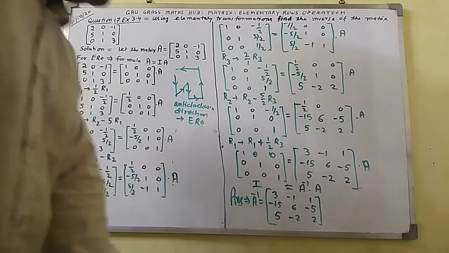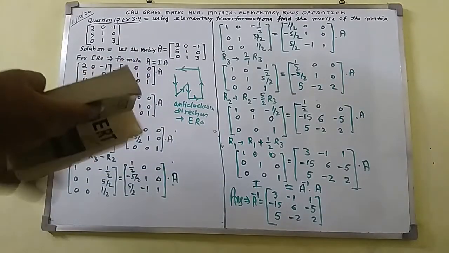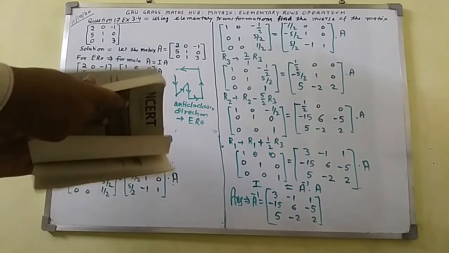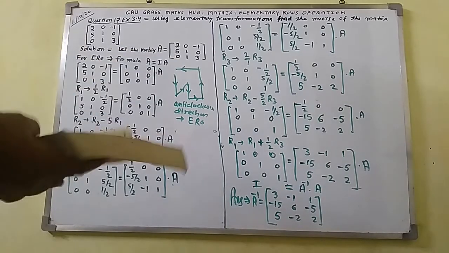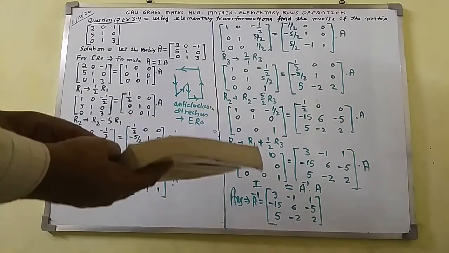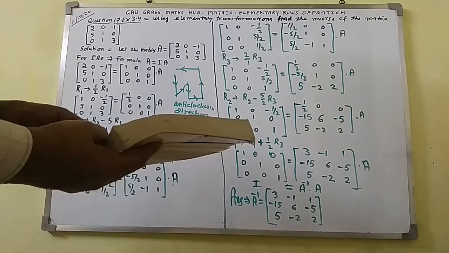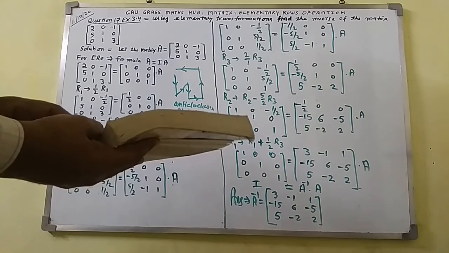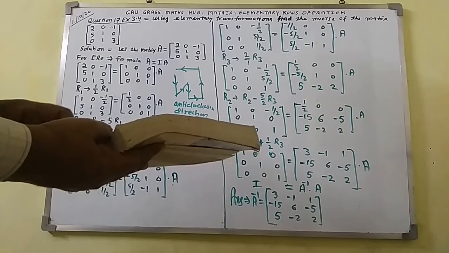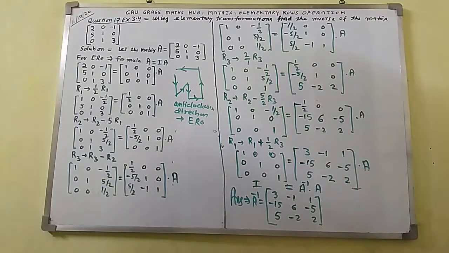Let us check the answer from the book itself. After that I shall close this chapter. I am going to check the answer here. A inverse I have got here: the elements of the first row 3, minus 1, 1; the elements of the second row minus 15, 6, minus 5; the elements of the third row 5, minus 2, 2. This is the correct answer I have got. I have tallied the answer from the book itself.